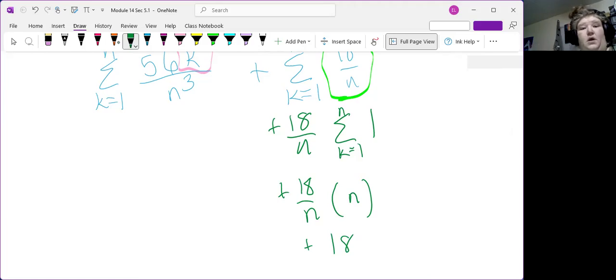Cool. I say cool because that's a constant and it has no n's in it. Because remember, our end game goal is to make the rectangles have an infinite number so they all get super skinny and we get a perfect estimate. So now we're seeing, all right, my area has 18 for sure in it. Cool.